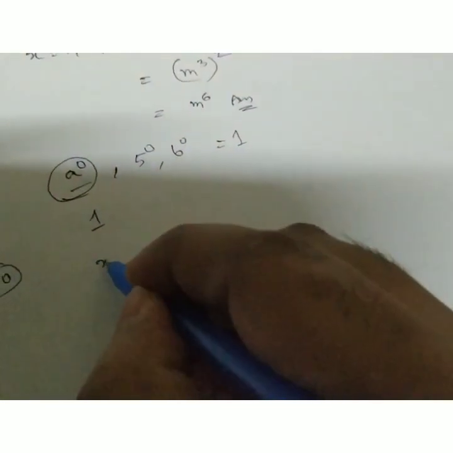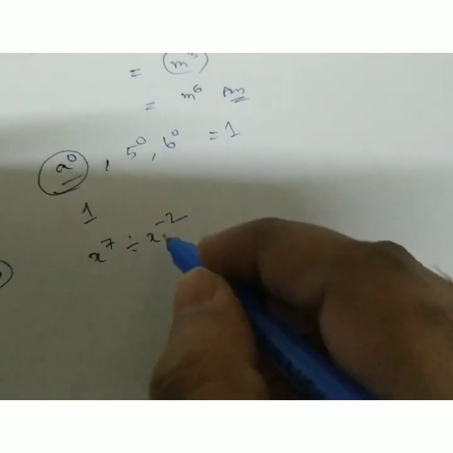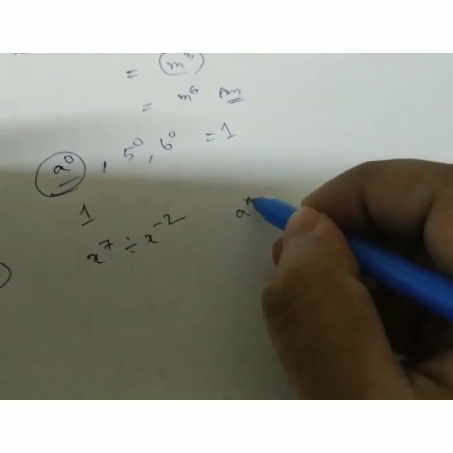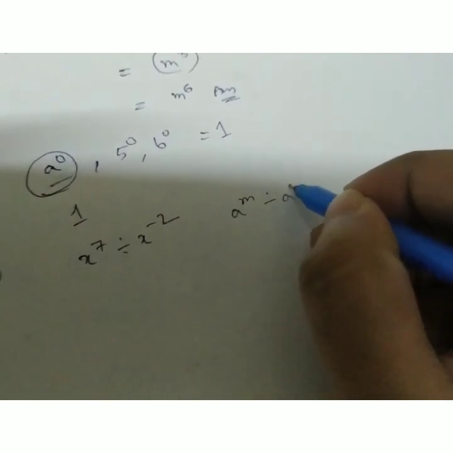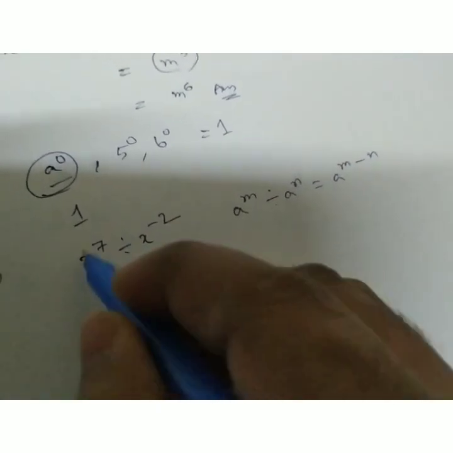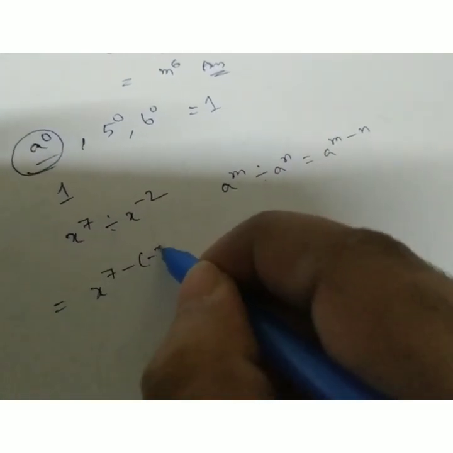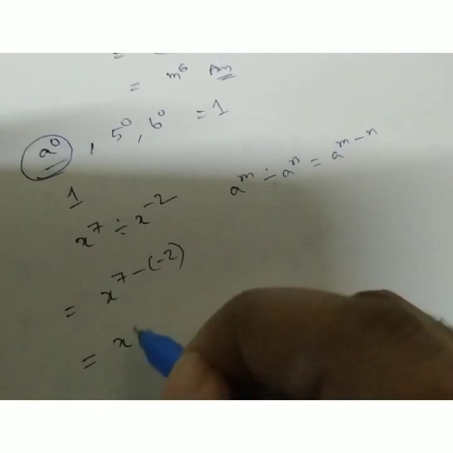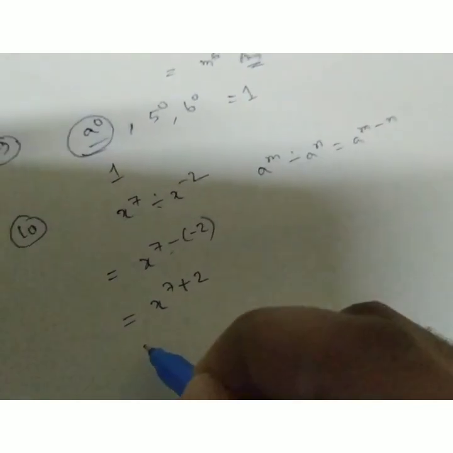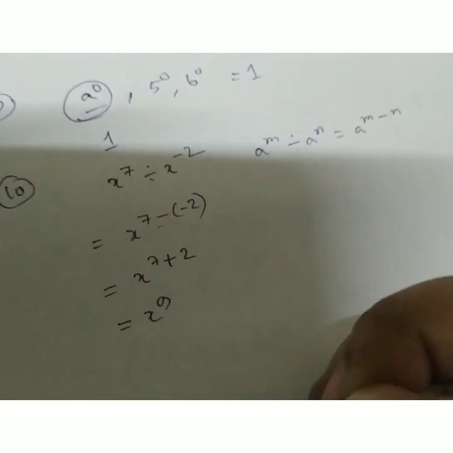It's given x^7 divided by x^-2. What will be the answer? Very simple. If there is division, we already know from the formula a^m divided by a^n equals a^(m-n). So we need to just subtract. x^(7 minus minus 2) equals x to the power 7 plus 2, since minus into minus is plus. So we get x^9. That's it.